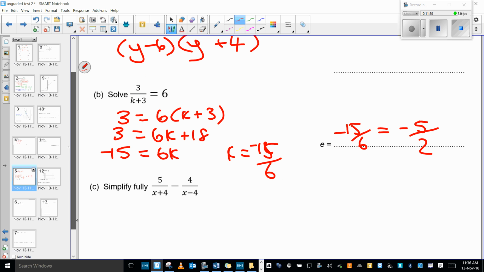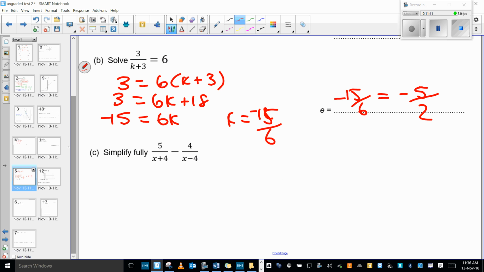Okay. Simplify fully. Why is it saying simplify fully? What should we have to do here? What do you think they want us to do to make it simpler? Common denominator. Okay, so we're going to join these two together, yes? So we know that they are fractions. So in order to have a fraction subtract another fraction, as Emma said, we need a common denominator.